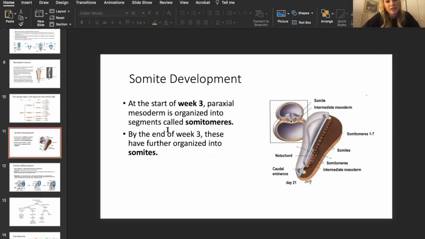So somite development. At the start of week 3, the paraxial mesoderm, so if you remember, we have 3 types of mesoderm, the paraxial mesoderm is organized into segments. They're quite rudimentary, so early on called somitomeres, and then by the end of week 3, so quite quickly, these then further organize into somites. So you can see on the image on the right, the little ball-looking structures of the somites that form along the central axis there.